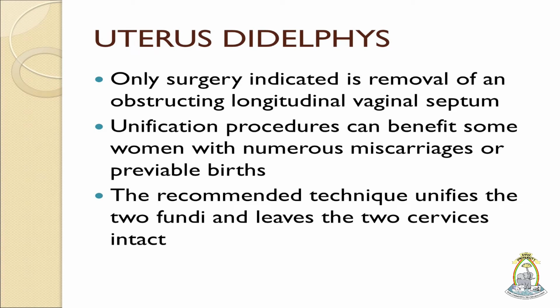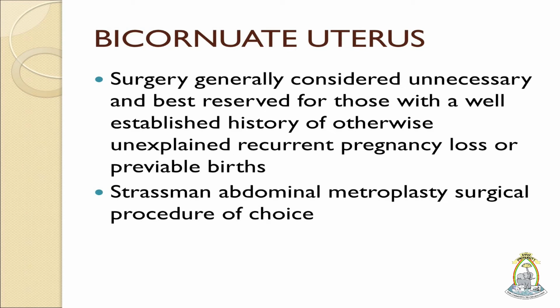Of course, you can remove the septum. If you must do surgery for didelphys, you only do it if there's a longitudinal vaginal septum that separates the vagina. You know, in didelphys, that means you have two uteri, and that may also mean you have two hemivaginas. So if it is present, maybe you need to resect that septum to help in improving the reproductive outcome. For bicornuate uterus, unification can be done, and the Strassman abdominal metroplasty is a procedure that is used to unify the two horns.